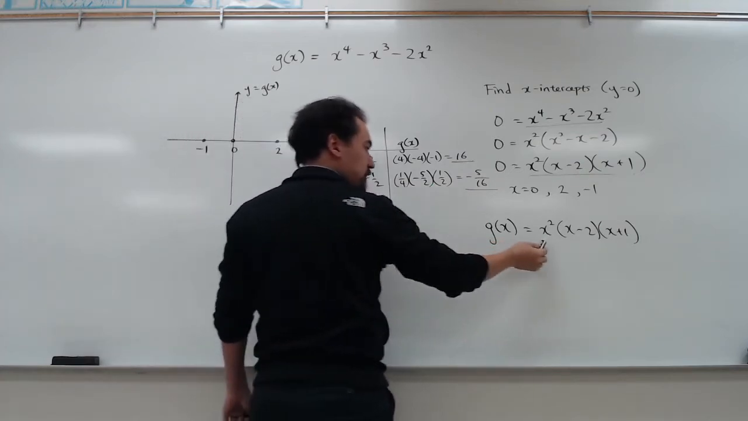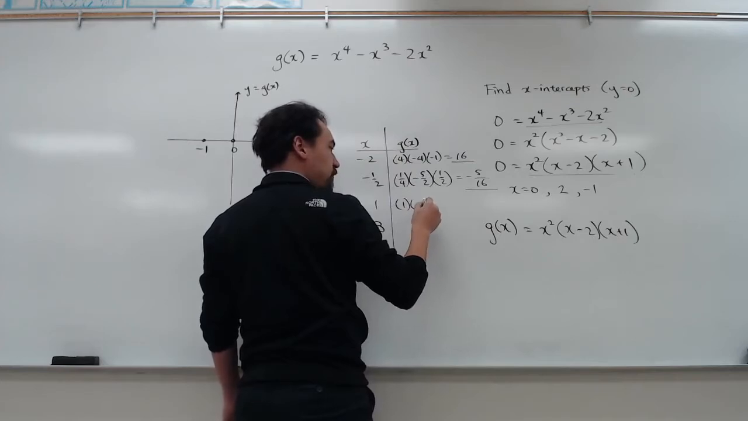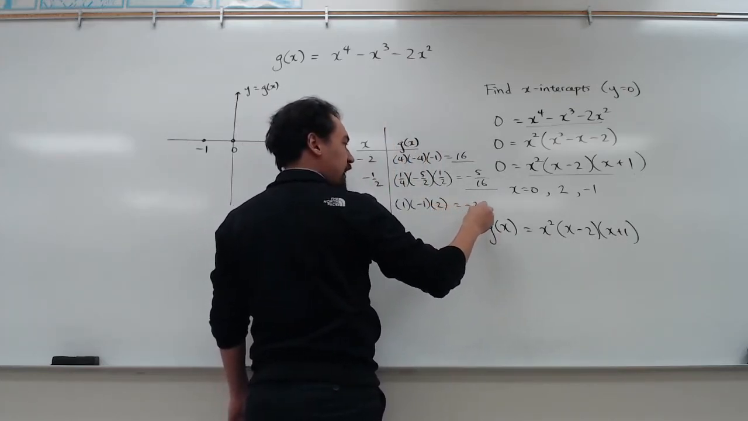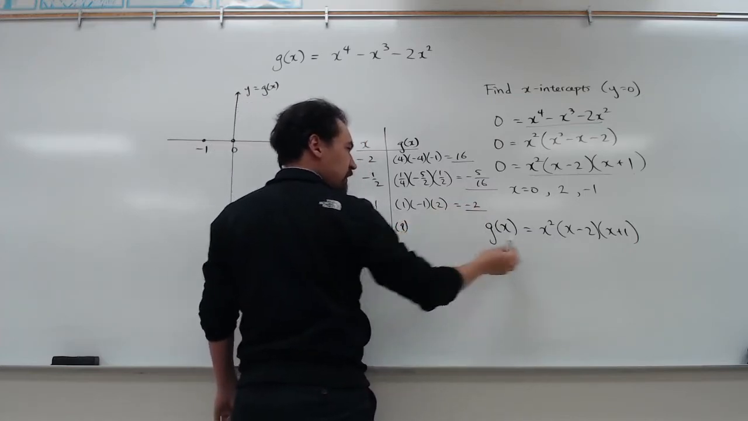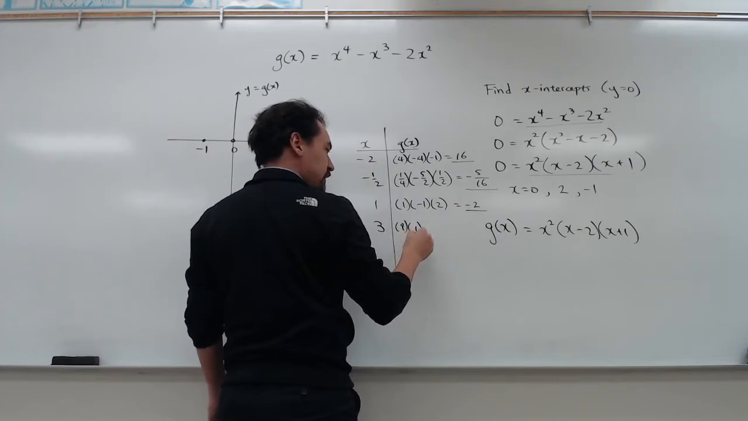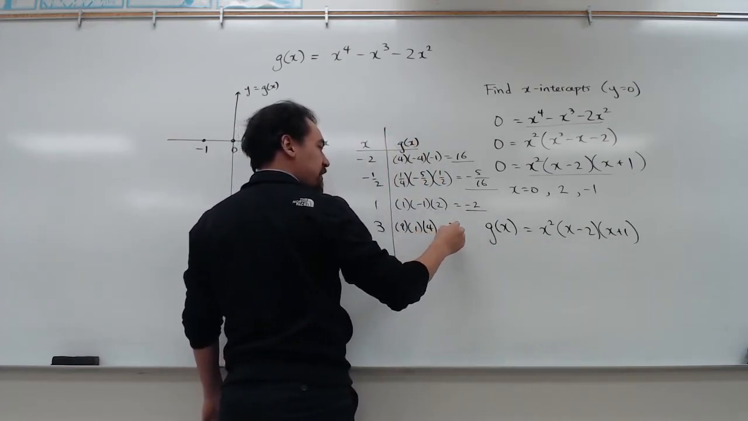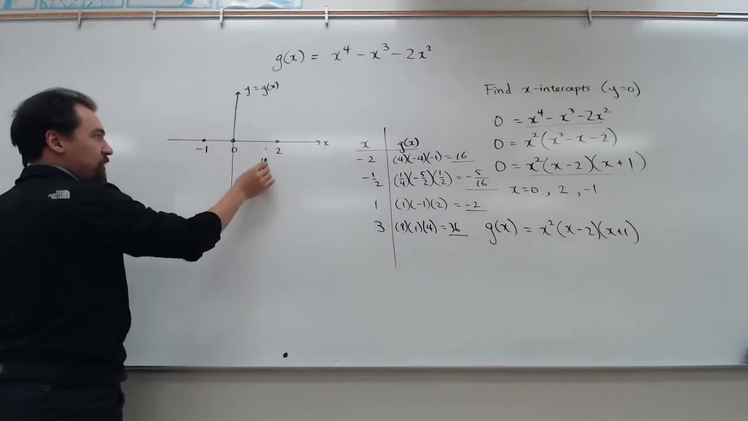Now I'll plug in 1. So 1 squared is 1. Then 1 minus 2, -1. 1 plus 1 is 2, for a grand total of -2. And then finally plug in the 3. 3 squared is 9. 3 minus 2 is 1. And then 3 plus 1 is 4. We get 36. Okay? So when we sketch this, I'm going to try to exaggerate the features in here.